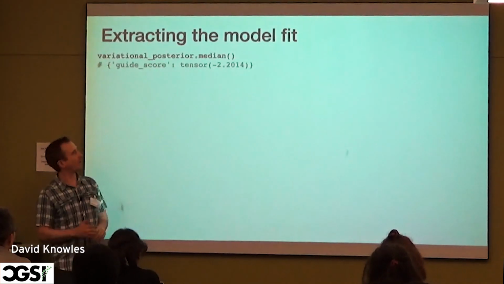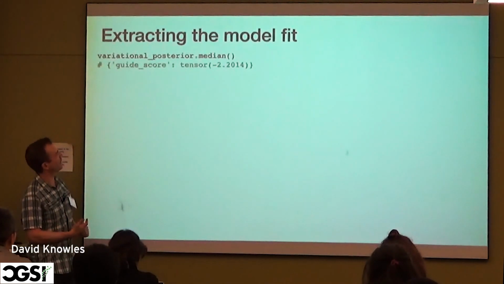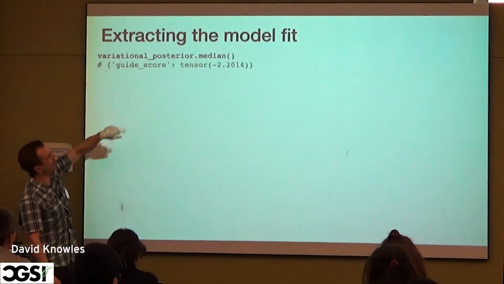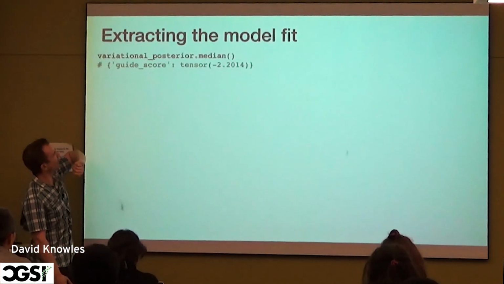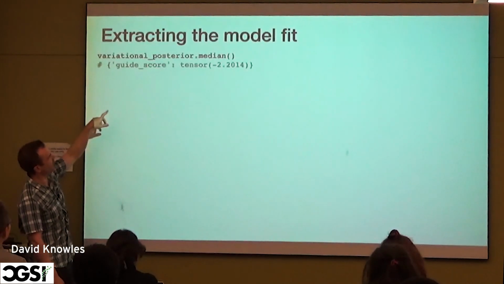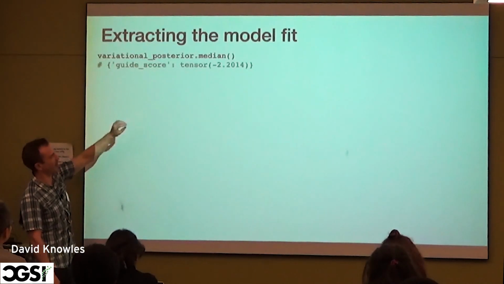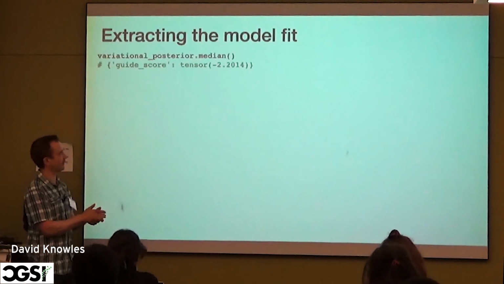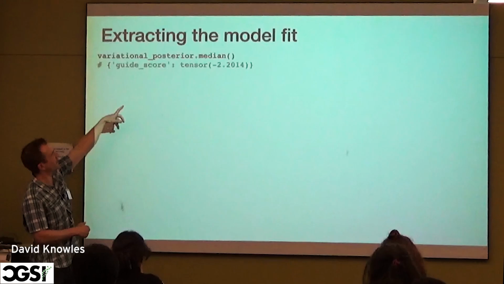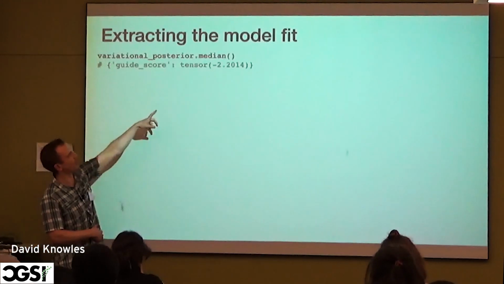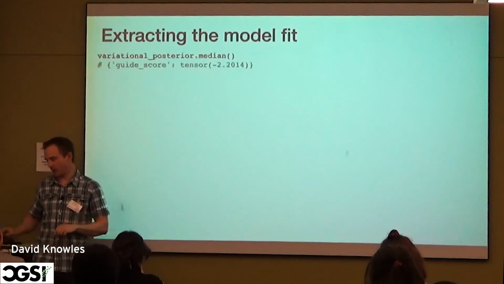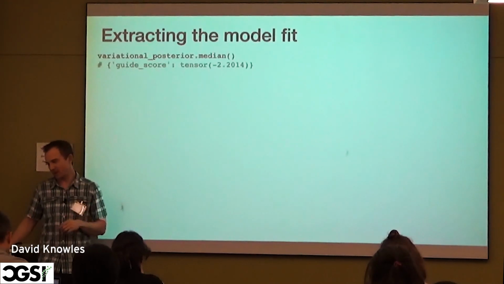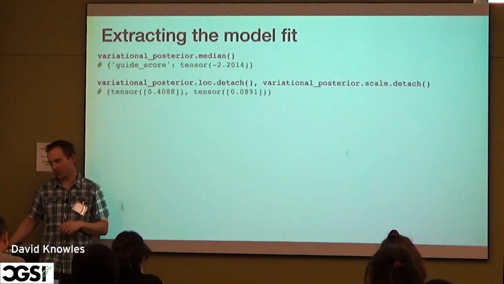Once you fit your model, then you can extract the parameters in various different ways. So if you put dot median on the end of your variational posterior after doing that model fitting, then it will give you, from the posterior distribution, the median of that posterior distribution for each of your parameters. In this case, we just have the one parameter, which is estimated as minus 2.2. Makes sense that it's negative because we saw that slope was negative.